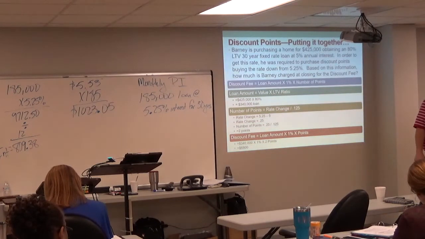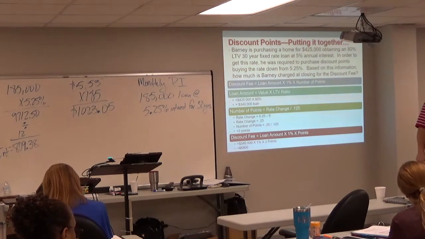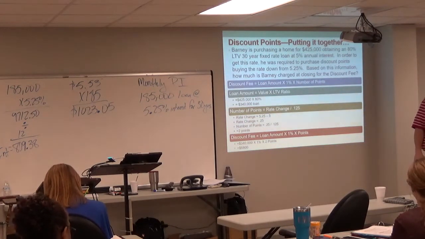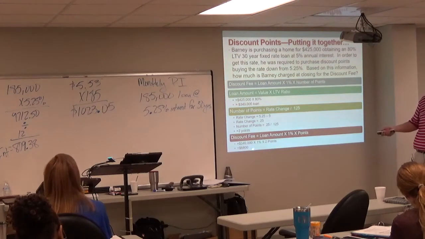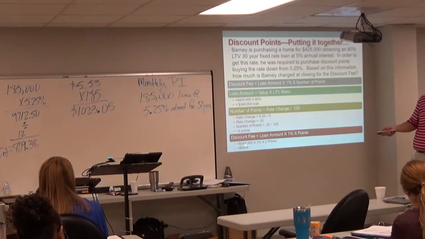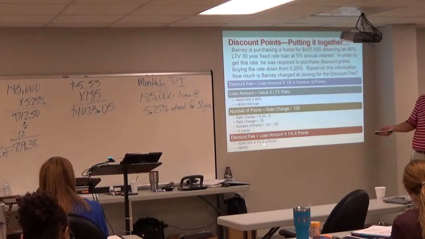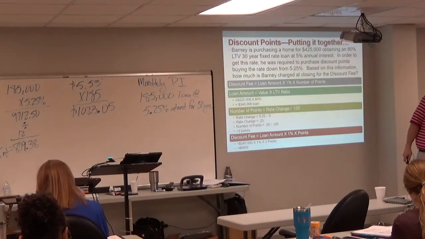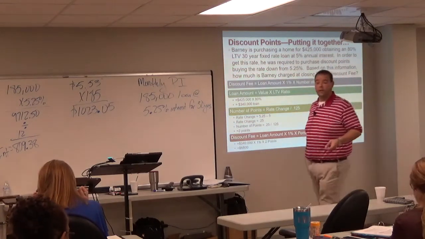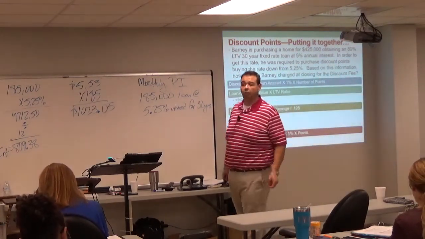$340,000 loan times how many percent? Each one is going to cost 1%, right? And then times how many points? 2 points. So $6,800. $340,000 loan amount times 1% for each point times 2 points is $6,800 for the discount points.